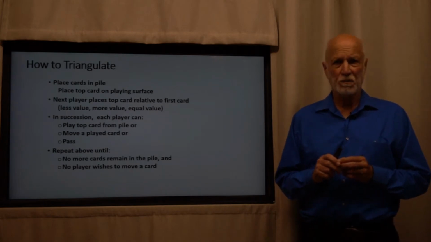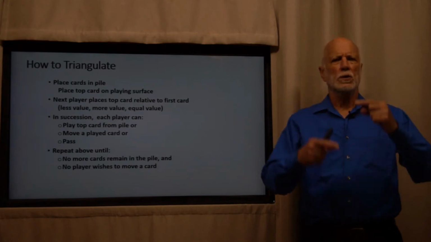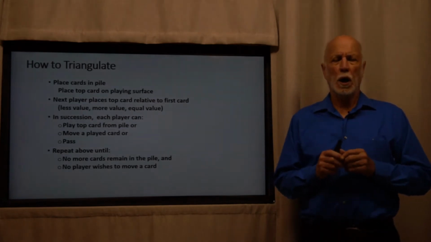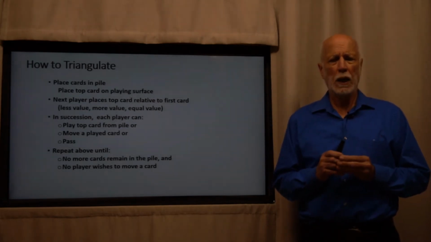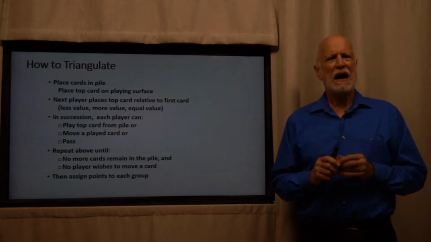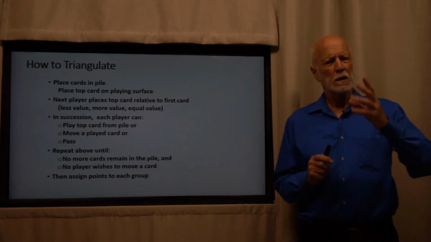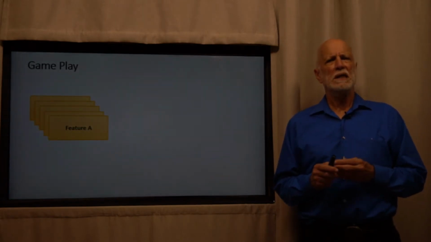And we'll repeat until no more cards remain in the pile and no player wishes to move a card. You may get into an instance where at the end, two players are simply cycling between two cards. You can stop the game as well and have a discussion. So afterwards, we'll then assign points to each group of cards. So there are the rules. Let's see how this is played.